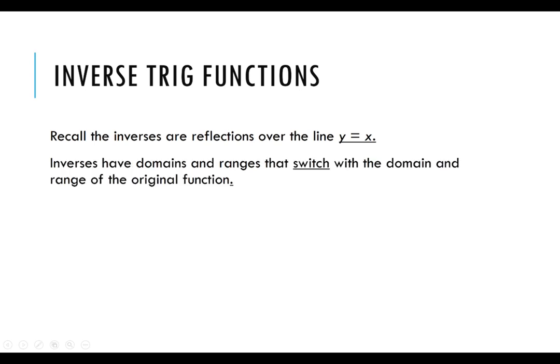Well, the deal is that inverses are going to have domains and ranges that switch with the domain and range of the original function. That is, if you have an initial function, or specifically the domain of some function f of x, then the domain of f of x is going to be equal to the range of f inverse of x, and the range of f of x is going to be equal to the domain of f inverse of x.